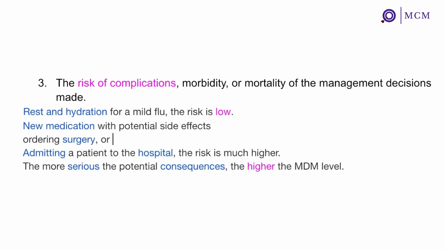3. Risk of complications, morbidity, or mortality. Finally, we assess the risk involved in the treatment decisions. If a provider recommends rest and hydration for a mild flu, the risk is low. But if they're prescribing a new medication with potential side effects, ordering surgery, or admitting a patient to the hospital, the risk is much higher. The more serious the potential consequences, the higher the MDM level.